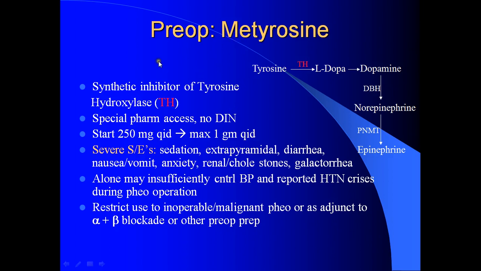Metyrosine can also be given, which is a synthetic inhibitor of tyrosine hydroxylase. This tyrosine hydroxylase is the enzyme converting tyrosine to levodopa. So when you give metyrosine, this is blocked, and nothing will be formed. Special pharmacy, this is not available.